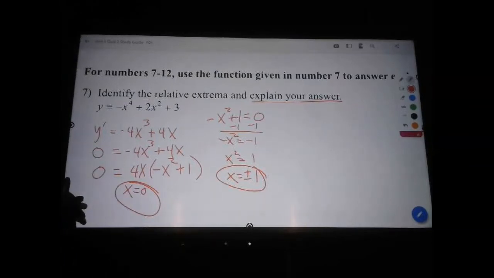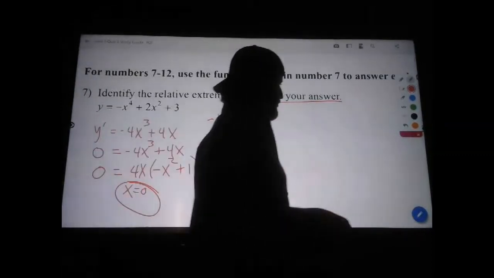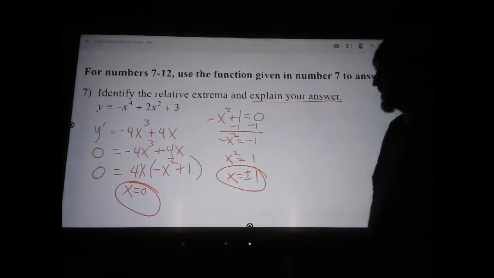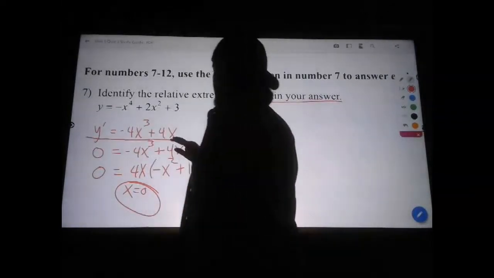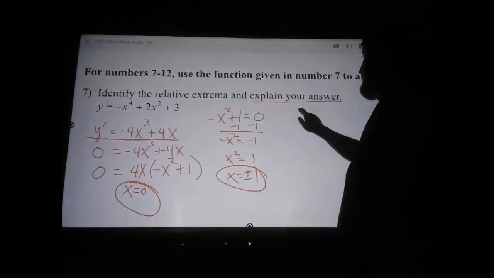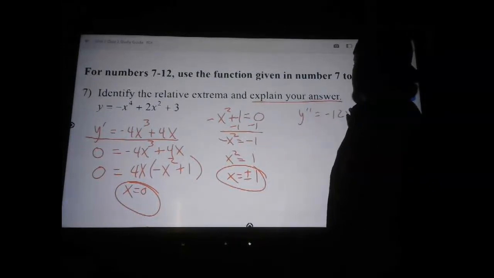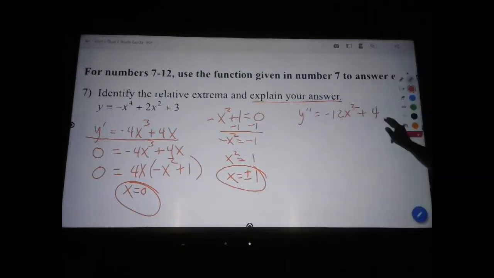Now, like I promised you this time, I'm not going to use the first derivative test. I'm going to use the second derivative test. So, to do the second derivative, basically we take the second derivative. So if I take my second derivative, it's going to be negative 12x squared plus 4. And we're just going to plug these numbers in.